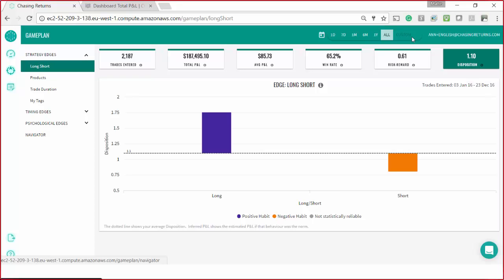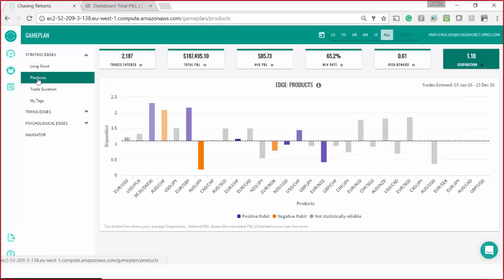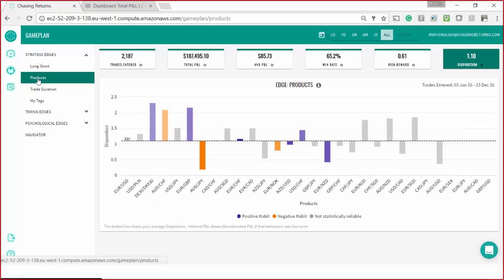That's what we're trying to achieve. So do you want to move on to product then? Sure. And we'll start with the trades entered again, just briefly.